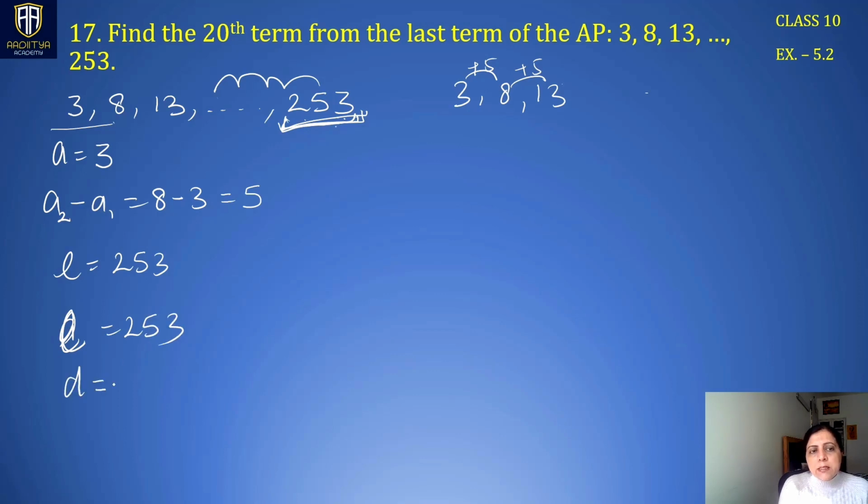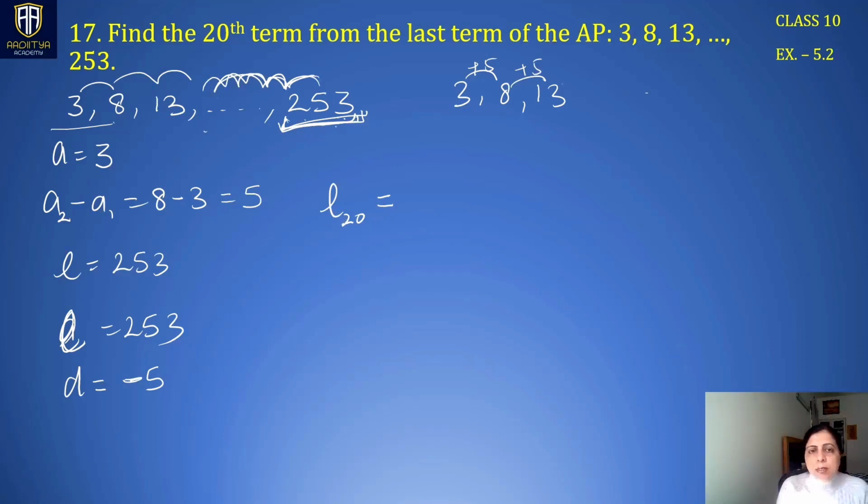And D in this case becomes minus 5. Right? Because this way it is positive 5. And if we go this way, obviously it becomes negative 5. So we have to find L20. L20, that means 20th term backwards. So that will be, we subtract 19 times D, so we get 20th term from here.